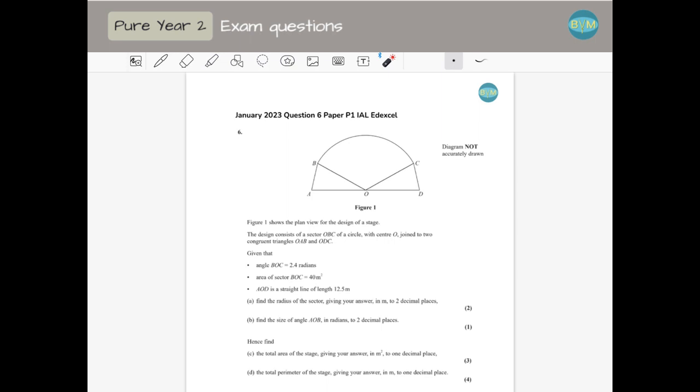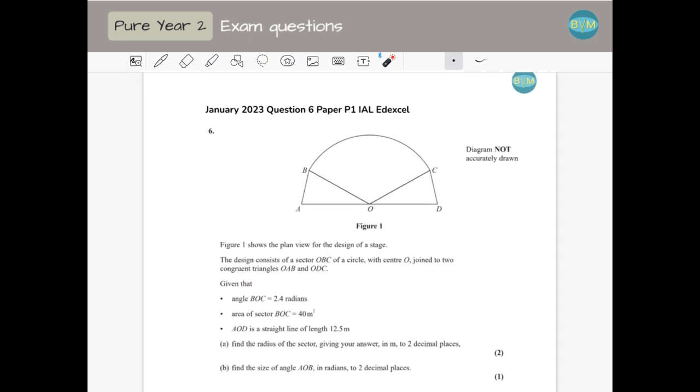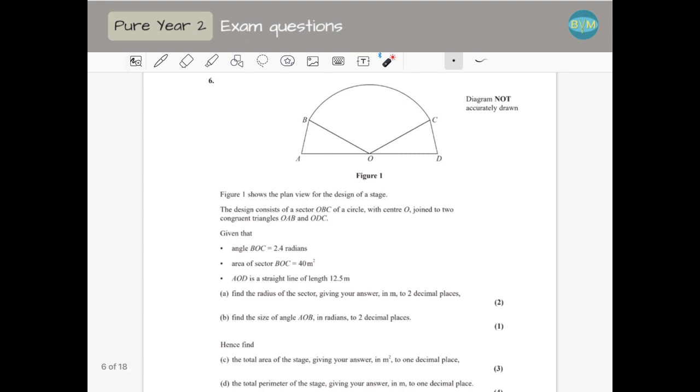This is question 6 on January 23, paper 1 from Edexcel, from the international paper. So you have a figure that shows the design for a stage: a sector here, and we have two triangles. Be careful because they are not sectors, and this length is not the same as this one. They are two triangles and a sector.